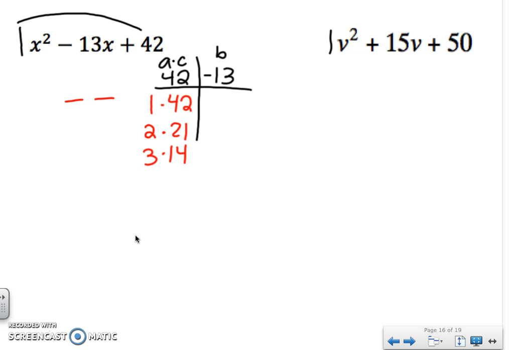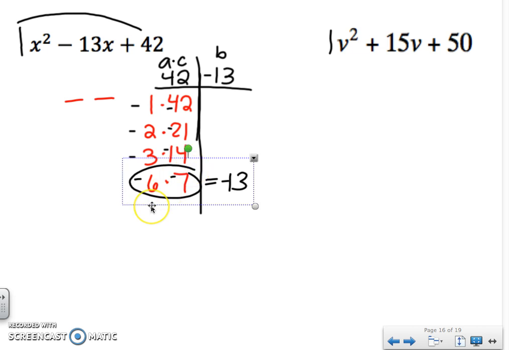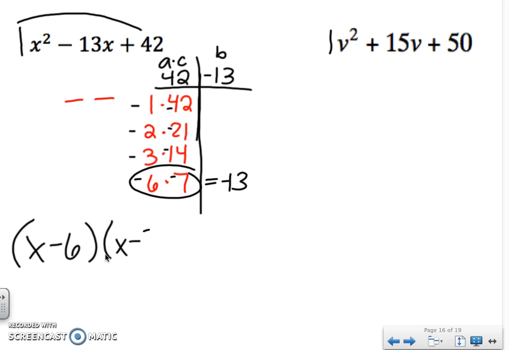42 divided by 6 does work. So 6 times 7. Okay. So now I need to see which one of these will get me to a negative 13 if I make them all negative. So I know 6 plus 7 does equal negative 13. So again, once you find your factors in your T-chart, since this is a shortcut, all you're going to write is x minus 6, x minus 7.